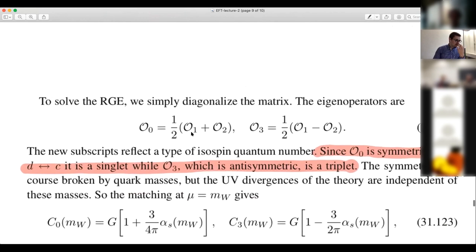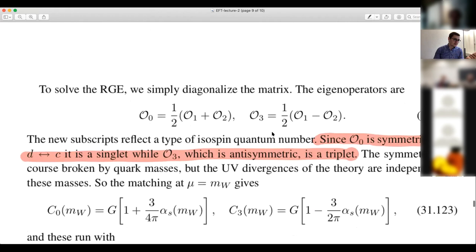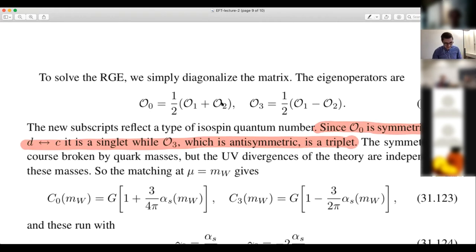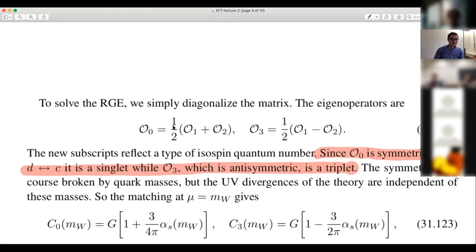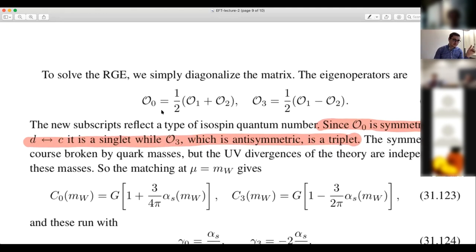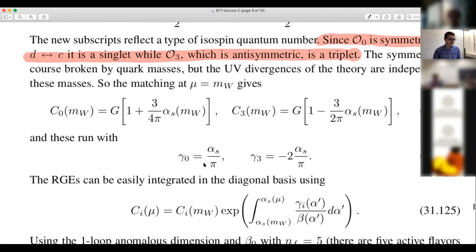There is a cute symmetry, the isospin. How do you solve this RGE? You have to diagonalize this matrix and redefine the operators. So now you have O0 and O3. Because QCD doesn't distinguish between different quark flavors, the symmetry comes about. The only breaking is via mass, which we are neglecting. So you have a singlet and a triplet of isospin. These are irreducible representations of the global, accidental symmetry in this calculation, and therefore they do not mix under renormalization. Different irreducible representations do not mix. They run with different anomalous dimensions.